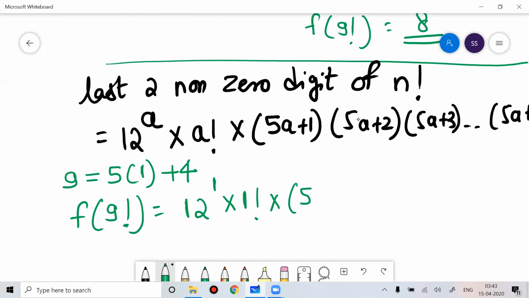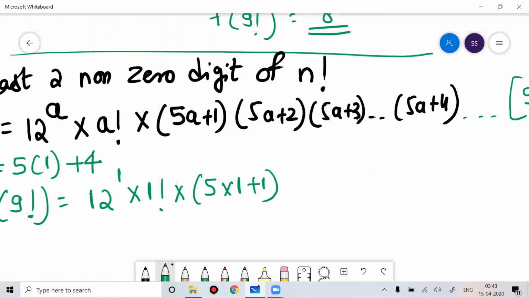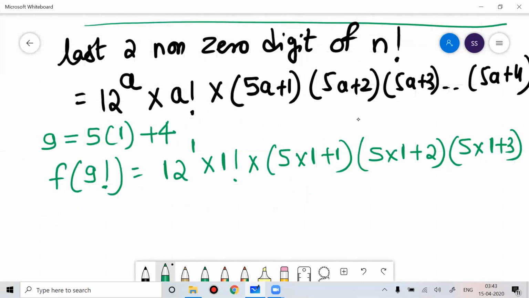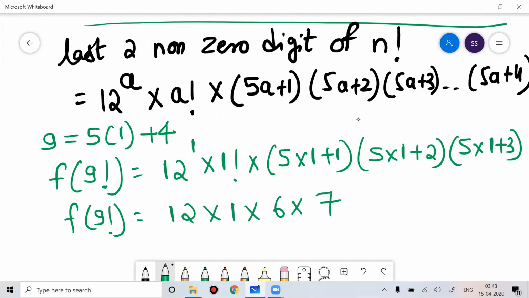So you'll write 5 into 1 plus 1, a is 1, then 5 into 1 plus 2, then 5 into 1 plus 3, then 5 into 1 plus 4. Okay, so probably you can write this number. The function of 9 factorial is 12, and of 1 factorial is 1. So this is 6, this is 7, this is 8, this is 9. Okay, very simple. So 7 into 8.